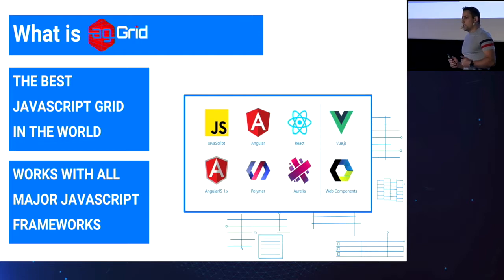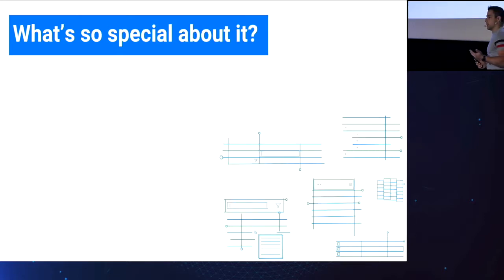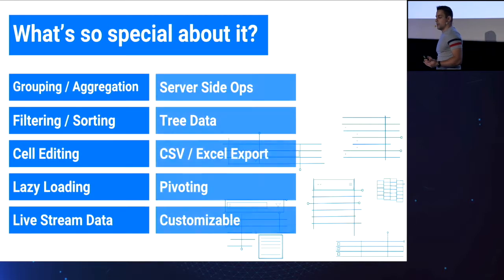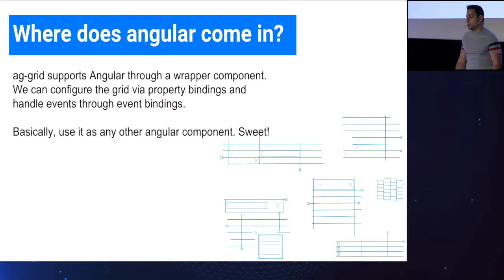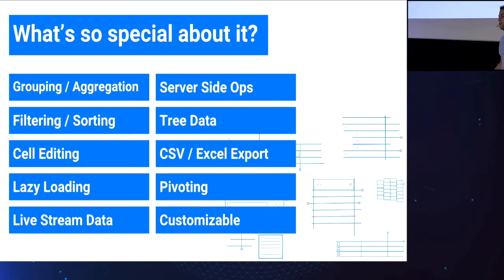So we have usability, features, and performance. So what's so special about AG Grid? Well, it has a lot of features. It can do server-side operations, tree data, customization, lazy loading, live stream data, filtering, sorting, aggregation, pivoting, grouping, so much. And of course, it's very performant as well.